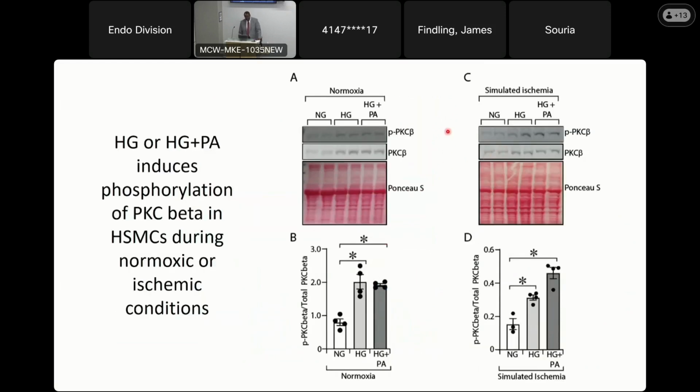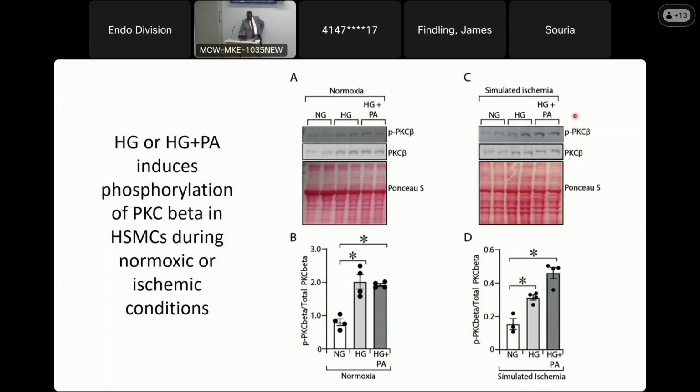To then try to understand why, we went to the literature, and one of the things that's been shown previously is that increased phosphorylation of PKC beta in endothelial cells plays a role in the pathology or the impairment of endothelial function in diabetes. So we asked the question, what's happened to PKC beta phosphorylation in these skeletal muscle cells? And what you see here is that under high glucose or high glucose plus palmitic acid, you see increased PKC beta phosphorylation, and that's shown here.